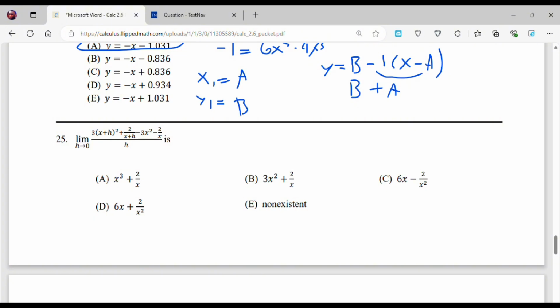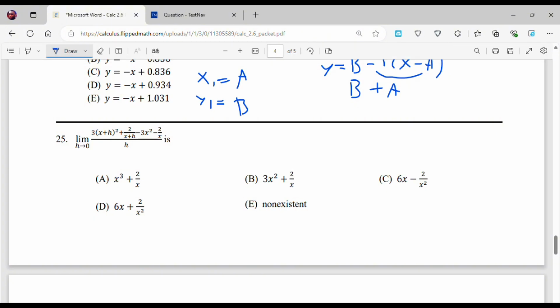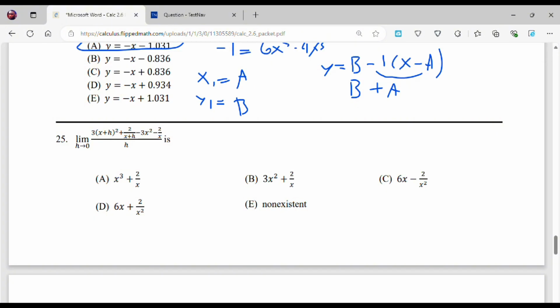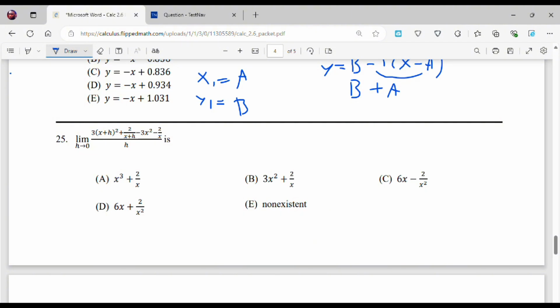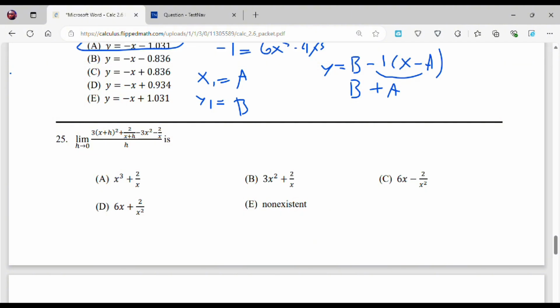Next problem, we have a disguised derivative. So we have the limit as h approaches 0 of f of x plus h minus f of x. So we have minus f of x, right? So our f of x is going to be this part right here. I put the negative out, because that negative is not part of 3x squared. Because it's f of x plus h minus, so you have to take the negative out.